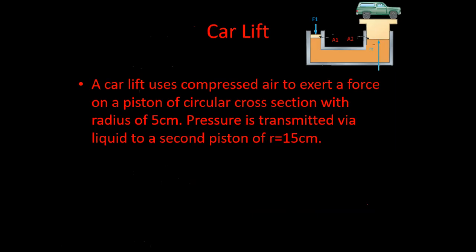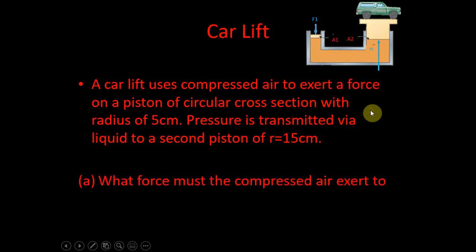So if we're looking at a case of, say, the car lift, in this case, the car lift is using compressed air to exert a force on a piston of circular cross-section, radius 5 centimeters. The pressure is transmitted by a liquid to a second piston of 15 centimeters. So here we have a piston, A1 here. This area will have a radius of 5 centimeters, and this one 15 centimeters. And then we're applying a force, and that force is being translated through the fluid to this piston, pushing it upwards.